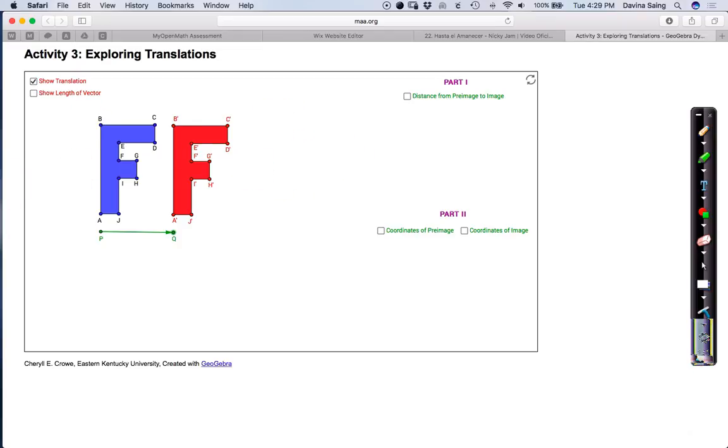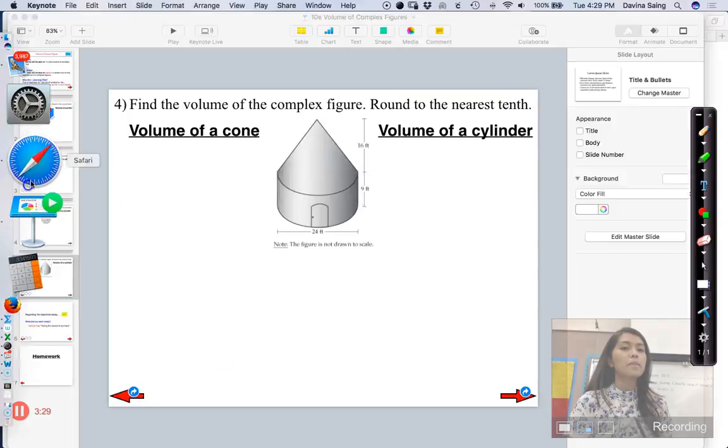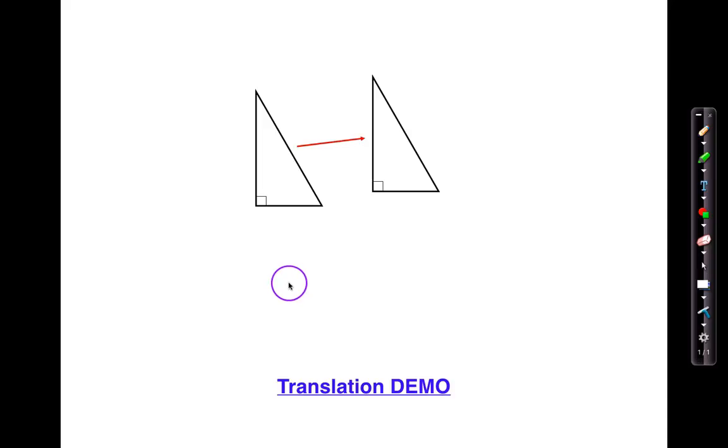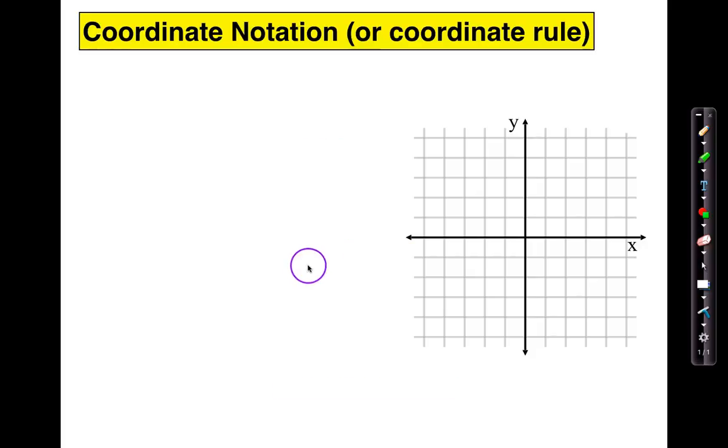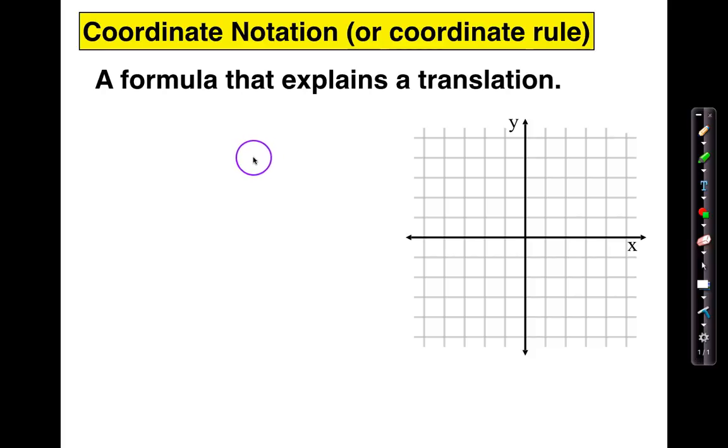Okay, so let's go ahead and go back to our lesson here. Again, just to reiterate, a translation is basically a figure sliding across the plane with no turning whatsoever. That way it preserves its size and it preserves its orientation. So one thing that we're going to do is look at the coordinate notation. How do we write it? Well, this is basically a formula that explains the translation, what's happening from the pre-image to the image.